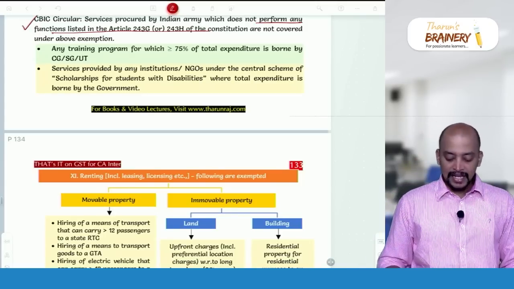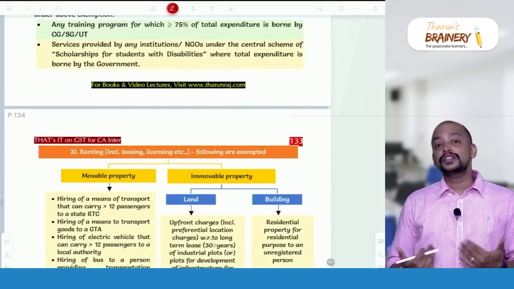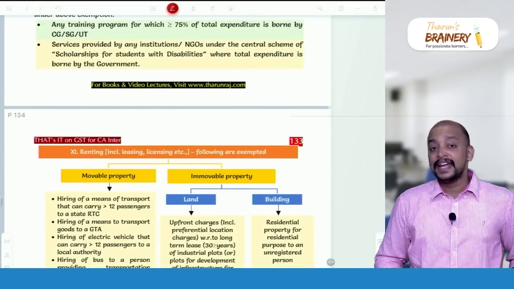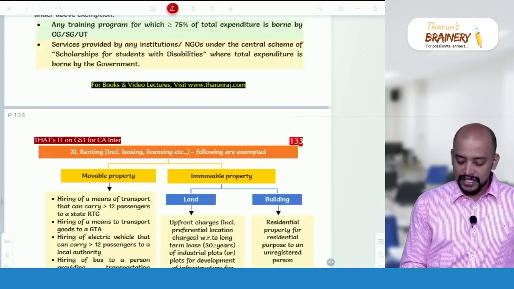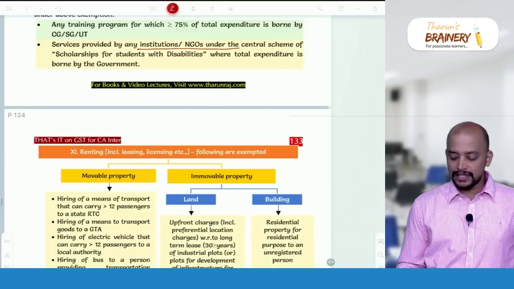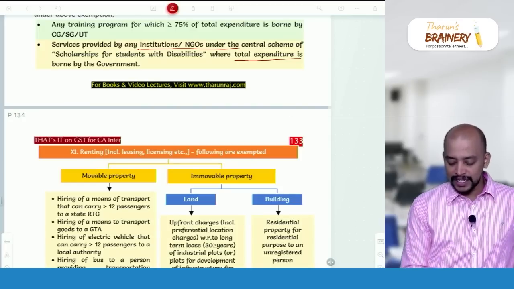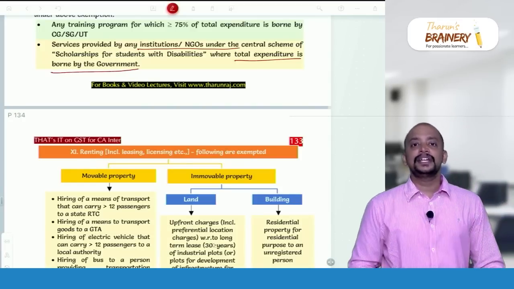Then suppose it is a scholarship to students with disabilities, then that service will be exempted provided the entire expenditure is borne by the government. So, service provided by institutes or NGOs under the central scheme of scholarship for students with disabilities, where the total expenditure is borne by the government, will be exempted.